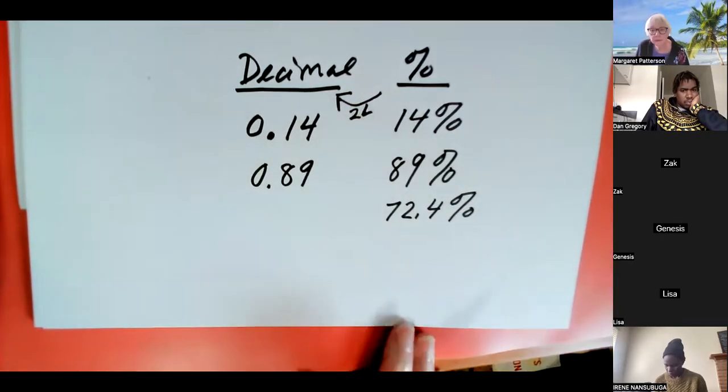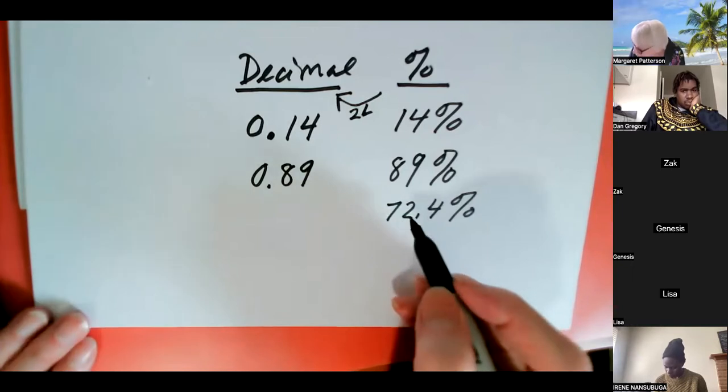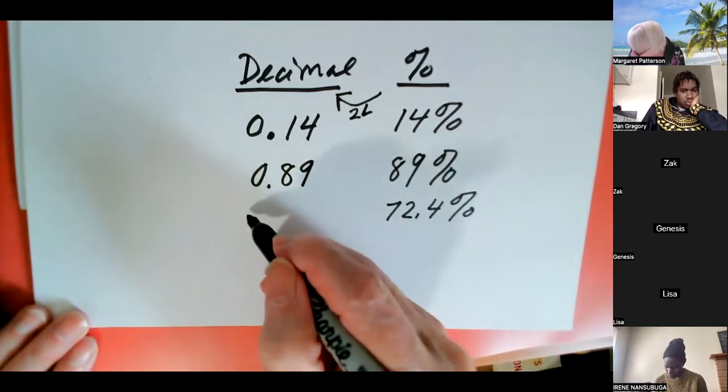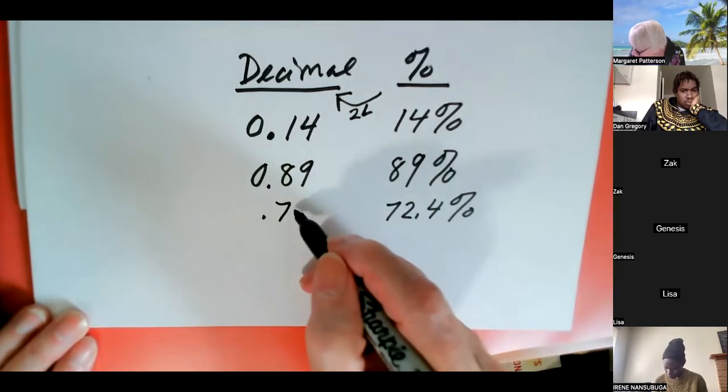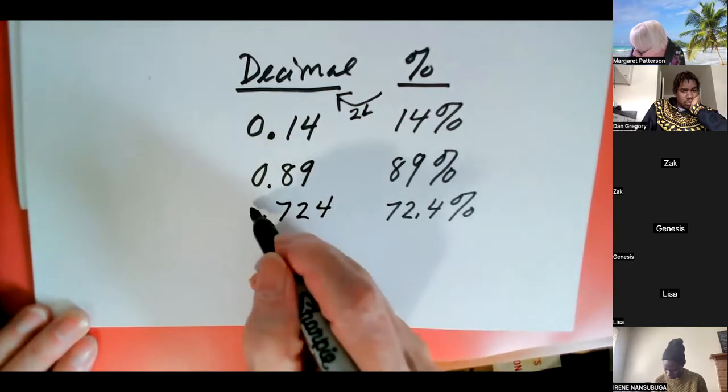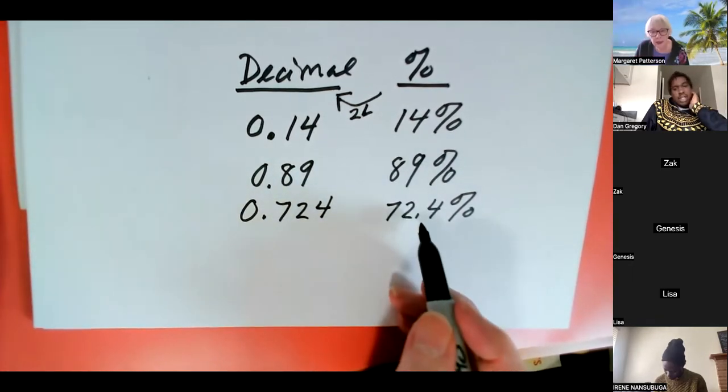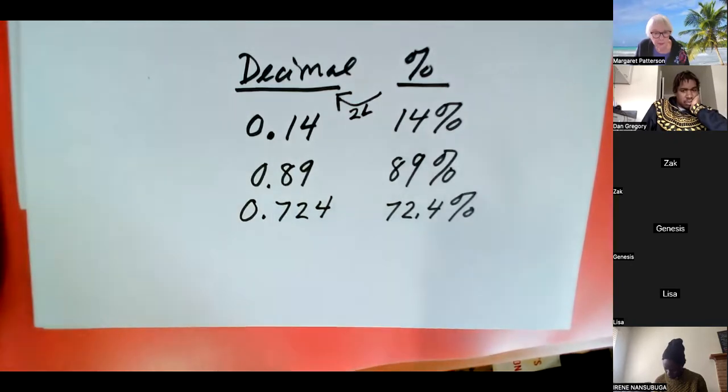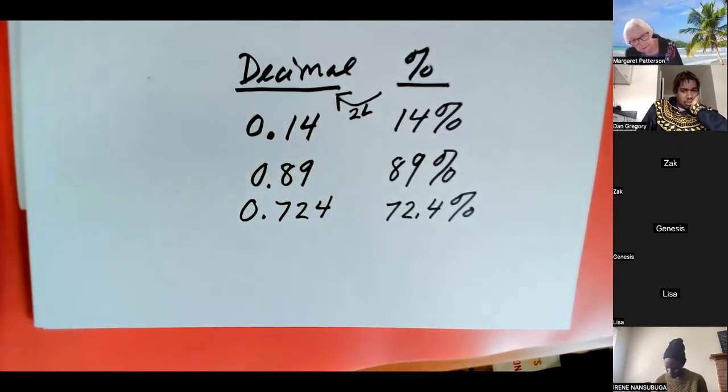72.4%. Point zero, 724. It's always 2 places, so 7, and don't throw away the 4, just bring it in. So we moved 2 places, I put the decimal like that. Okay?